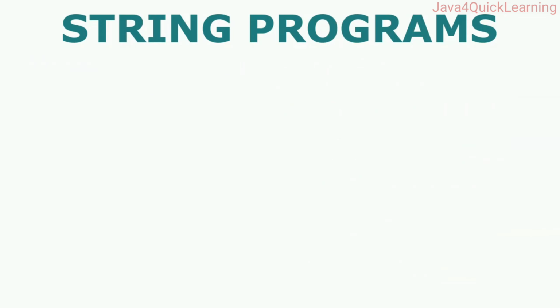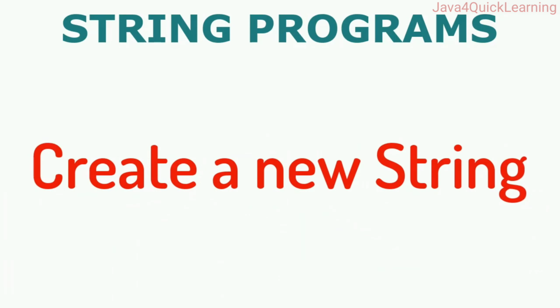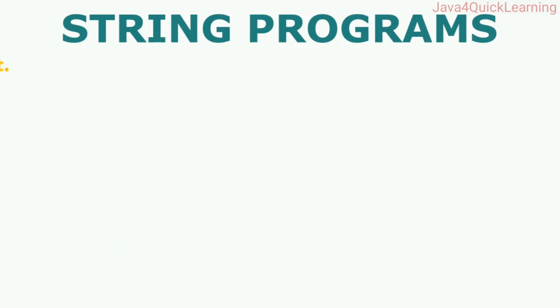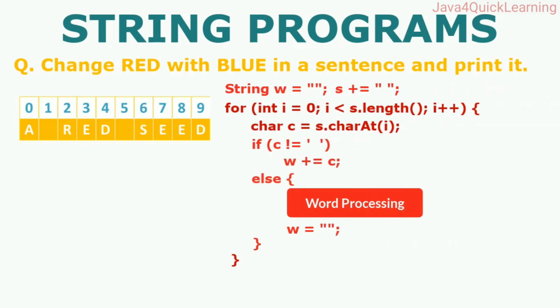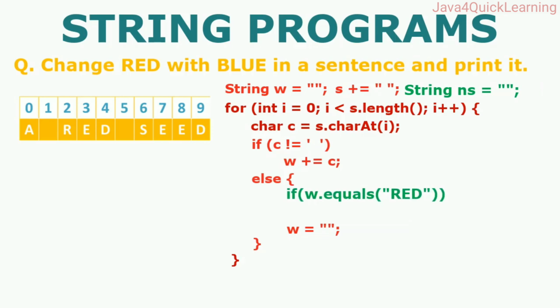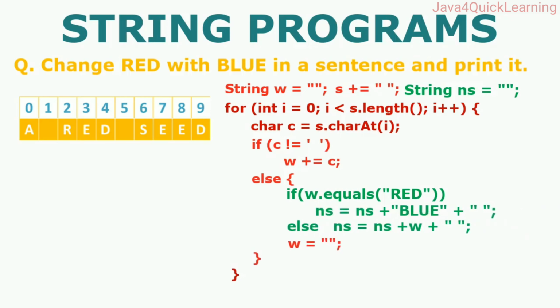Now let's do the third category of programs where you have to create a new string by making some changes to the word. Let's start with the program which is to change the word red to blue and create a new sentence. Here again we will take our template. This time since we have to create a new string, we will declare a string variable before the loop. When we get a word, we will use if with functions equal to check if the word is red. If it is, we will add blue to the new string. Otherwise, we will just add the word as is.